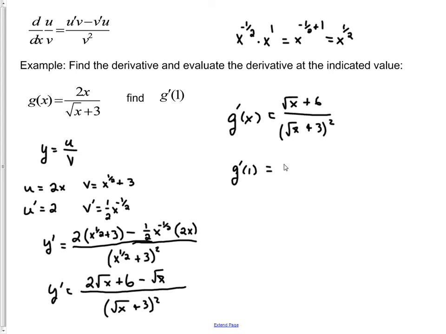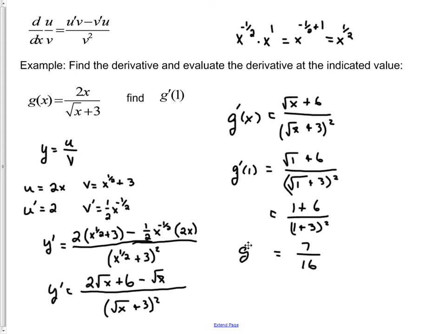g prime of 1 will be the square root of 1 plus 6 divided by the square root of 1 plus 3 squared. Well, what's the square root of 1? Yeah, that's right. We're just talking about 1 plus 6 over 1 plus 3 squared, which is to say 7 divided by 4 squared, that's 16. So g prime of 1 is equal to 7/16, and we're done.